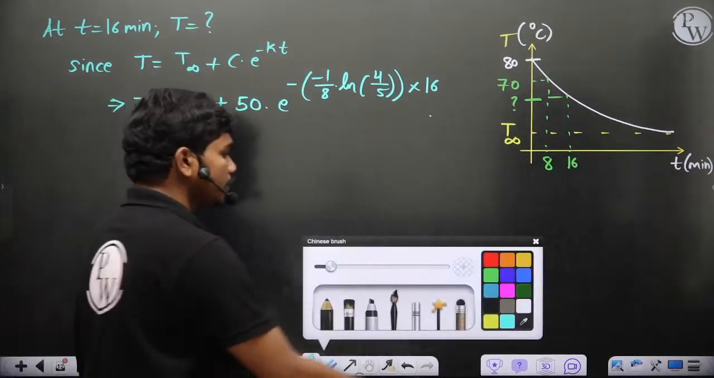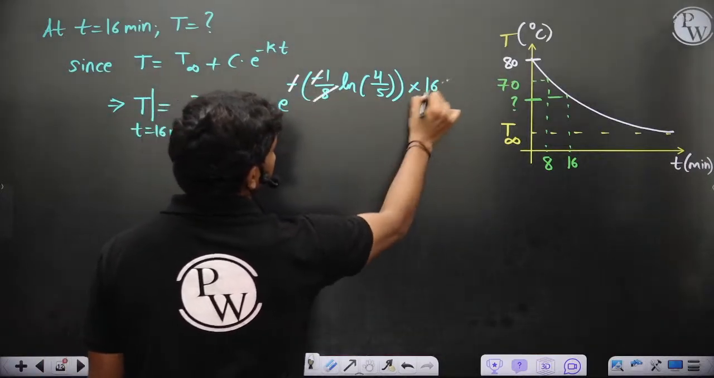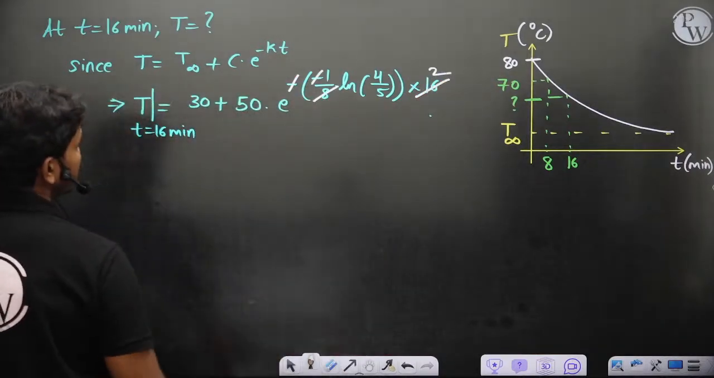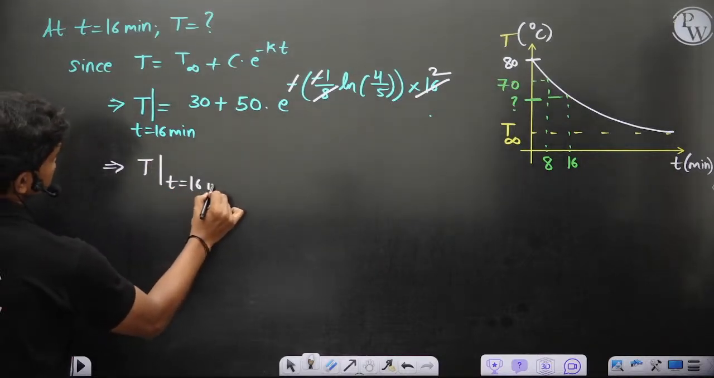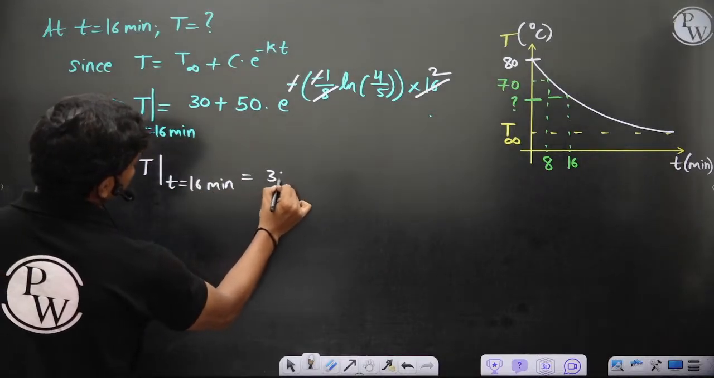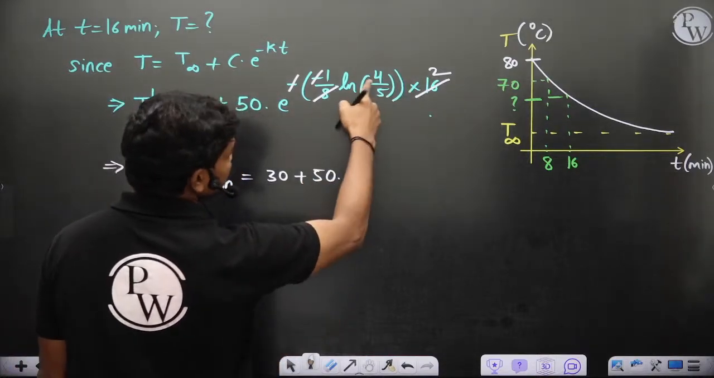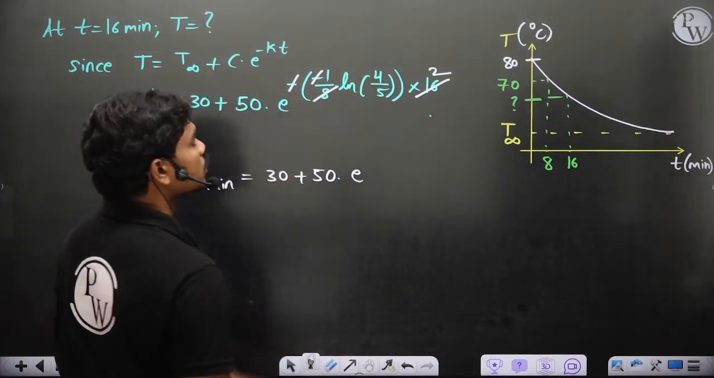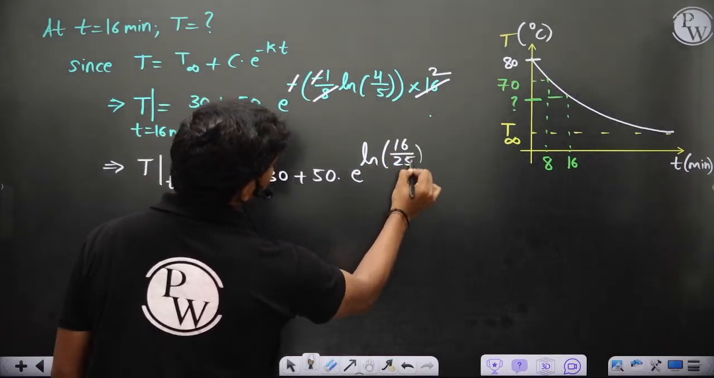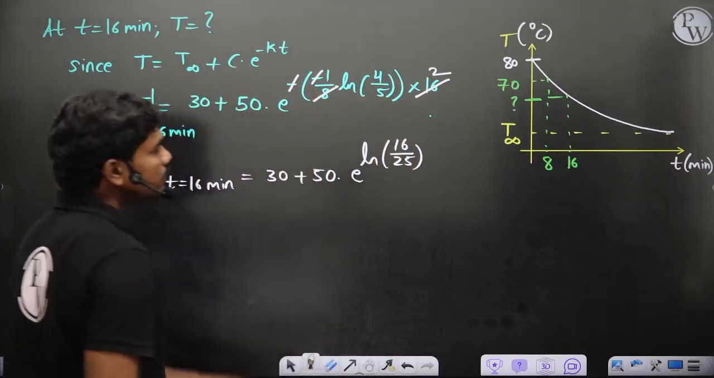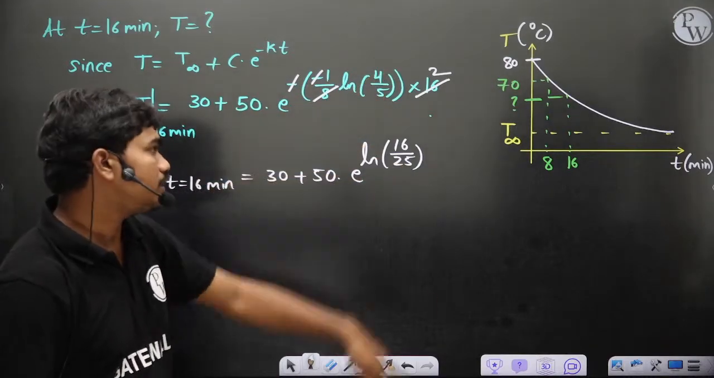So let's simplify. Minus of minus gives you plus, then 8 cancels with 16 twice, of course. Then T at t equal to 16 minutes is going to be 30 plus 50 times exponential of 2 into ln 4 by 5. So that 2 can be taken on to the top of 4 by 5, so ln 16 by 25. That's it. Which is 16 by 25 actually.